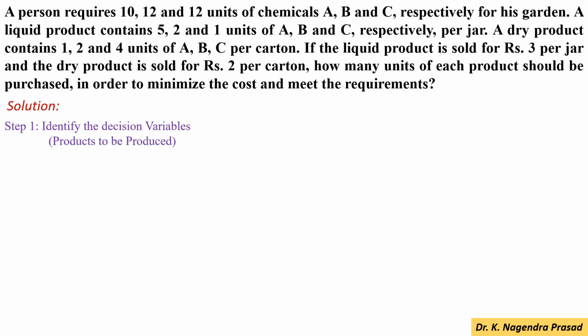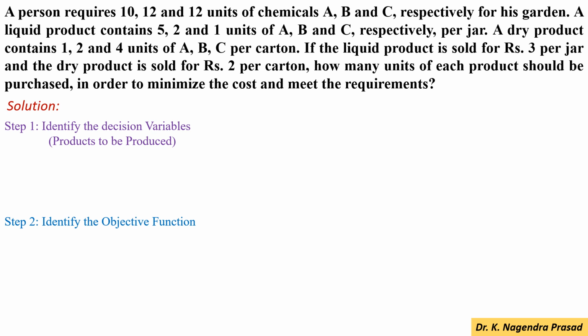First step is identify the decision variables. We know that decision variables are the products to be produced by a company. In the data, it is given that liquid products and dry products are to be produced, but for better clarification, we will go to the second step, that is identify the objective function.